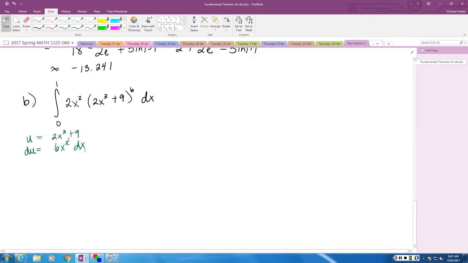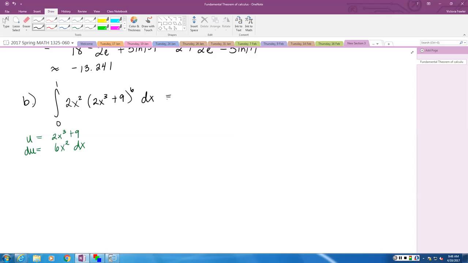Everyone with me on this differential? I took the derivative of 2x cubed, so I multiply 3 times 2 is 6, subtract 1 from the power, and then you have to make sure you have dx. You with me on that? The whole purpose of U-substitution is to be able to substitute back in and have this beautiful antiderivative that you can take based off of basic properties.